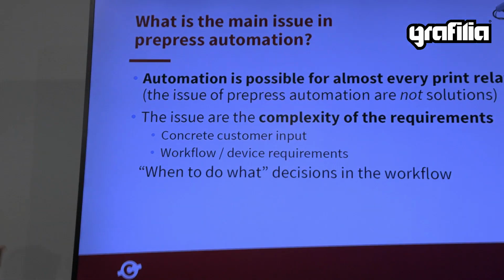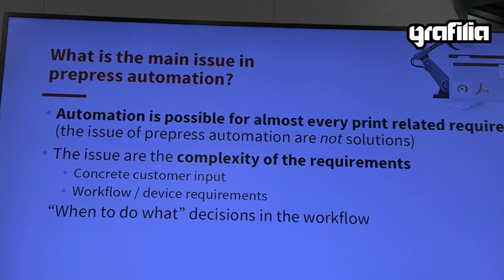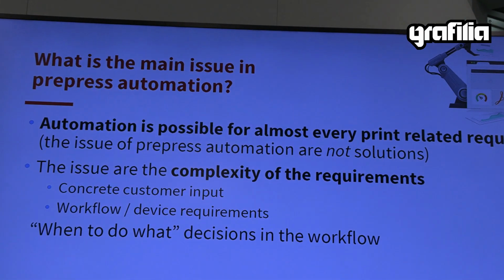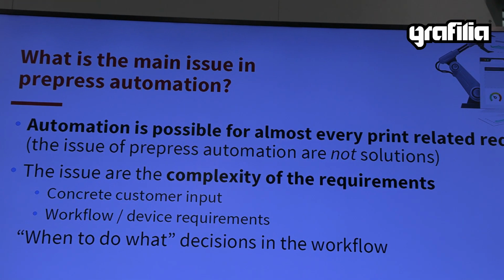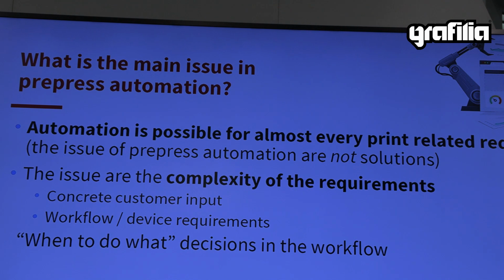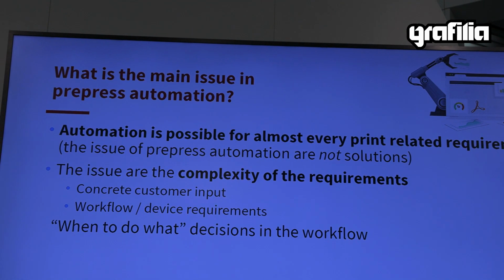You can basically automate everything in a PDF file. You can generate bleed where bleed is missing. You can add printer marks. You can embed fonts. You can change text. You can change colors. You can change the shape of objects. So you can do basically everything, and you can do everything in an automated way. So that is not the issue.